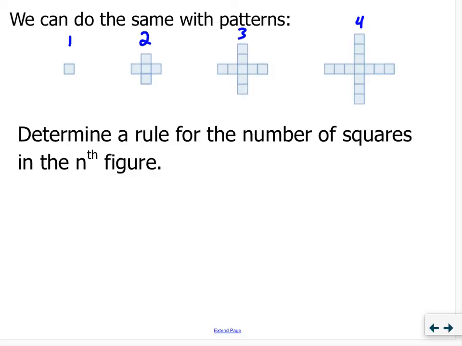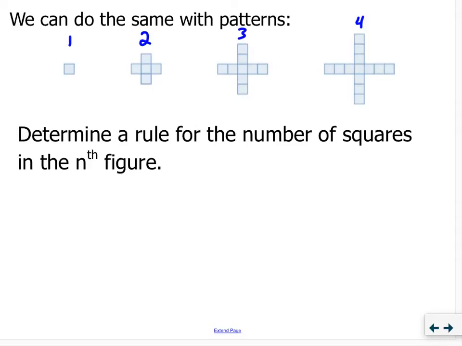If n equals 5, it's the 5th figure. If n equals 10, it's the 10th figure. So you can probably see if we want to figure out how many squares are in the 10th figure, we don't really want to have to draw the 5th, 6th, 7th, 8th, 9th, and 10th figure. We want a rule to give us that.